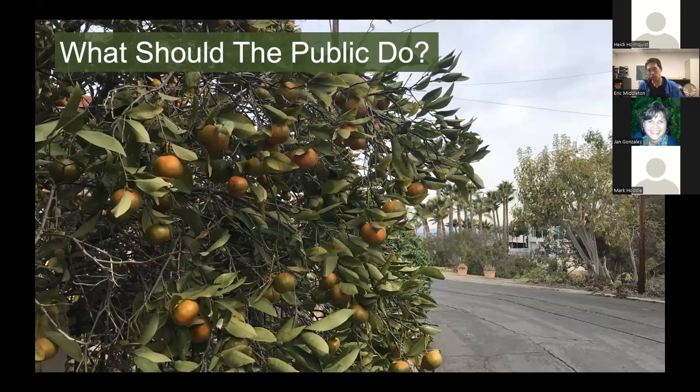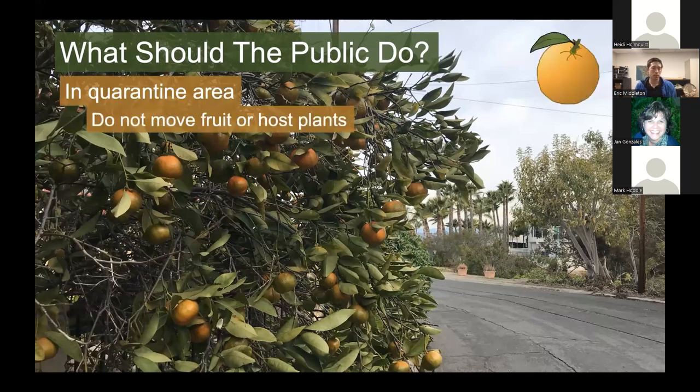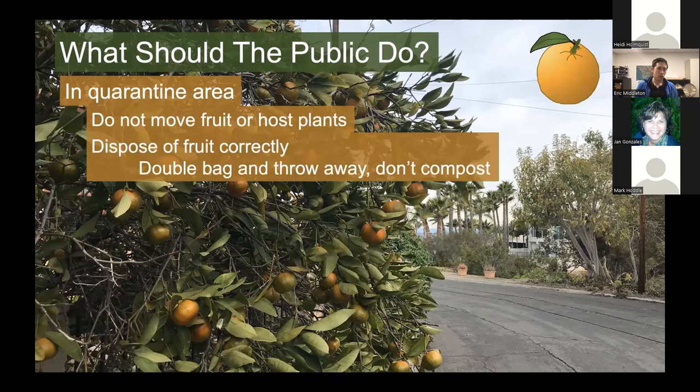What should the public do? What should different people be aware of about this? If they're inside the quarantine area, one of the biggest things is to make sure that people don't move fruit or host plants from inside the quarantine area to the outside. Exceptions are if the fruit has been frozen, processed, canned, or cooked in some way that would kill any eggs or larvae present on them, but certainly no moving of host plants or fresh fruit from inside to outside. Waste fruit needs to be disposed of correctly, basically double bagged and thrown away, not composted. If it's composted, it could provide additional habitat for Mexflies to reproduce in.